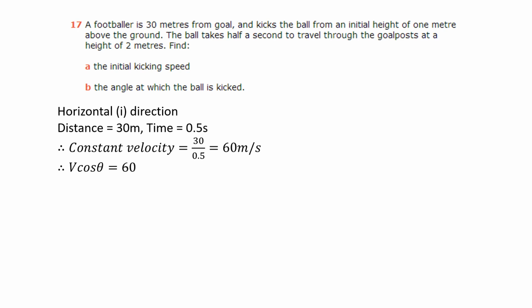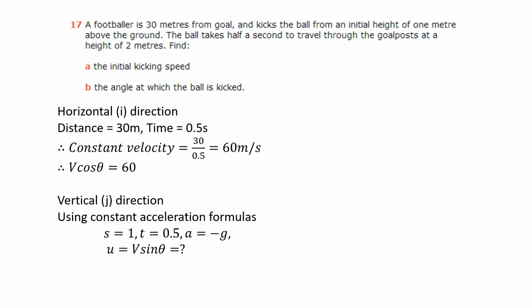So what else do we know? We know initially it's 1 meter above the ground and the ball takes half a second, and it's traveling at a height of 2 meters. So the change in displacement is of course 1 meter. Now we're starting to think of using our constant acceleration formulas purely vertically. So it's gone from 1 meter above the ground to 2 meters above the ground, change in displacement +1. It took half a second to travel in that way, and you're dealing with minus g as the acceleration, because there was zero acceleration horizontally. It's an acceleration of minus g in this particular instance.